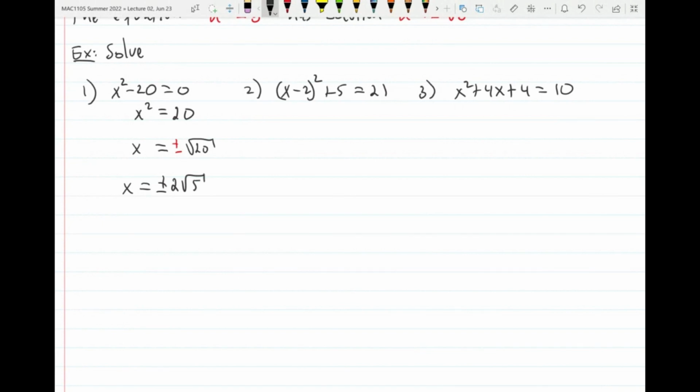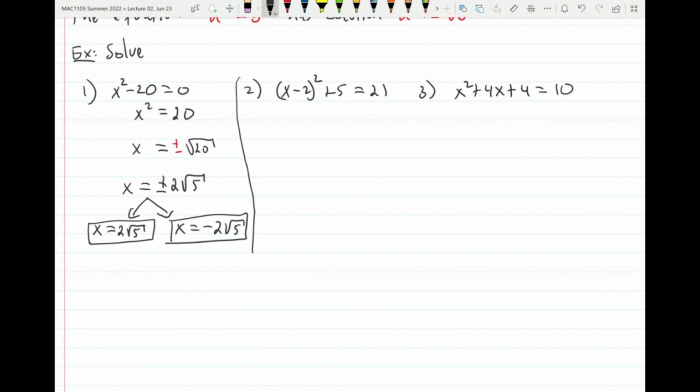So understand that there are two solutions here. One with a positive, let me emphasize that. There's one with the positive, and then one with the negative. Okay? Typically, we just give it like this and write plus or minus 2 square root of 5, but you need to understand that there are two statements here. Okay? All right. Questions? Okay, perfect. How about the next one?